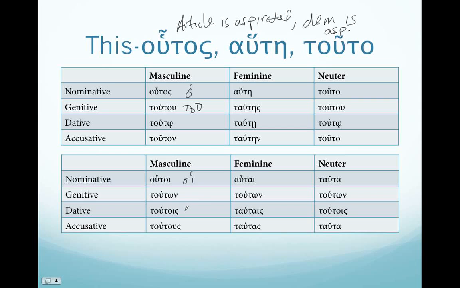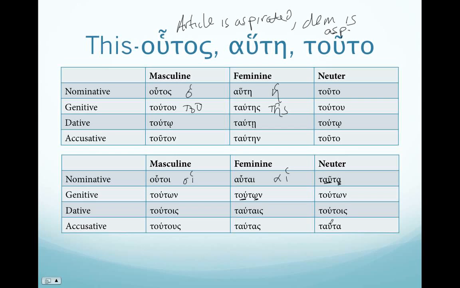Touton, toutois, toutous. And in the feminine, haute, because the article was he, but tautes, because the article was tes. Haute, tautes, taute, tauten. Hautai, because the article is hai. Touton, look at that, that's a weird one. But because the ending is an O sound, we're going to use the U. So touton, tauton, tautas. And in the neuter, touto, toutou, touto, touto. Tauta, we go to the OW sound because our ending is an A sound. So tauta, but back to the O sound, touton, toutois, tauta.